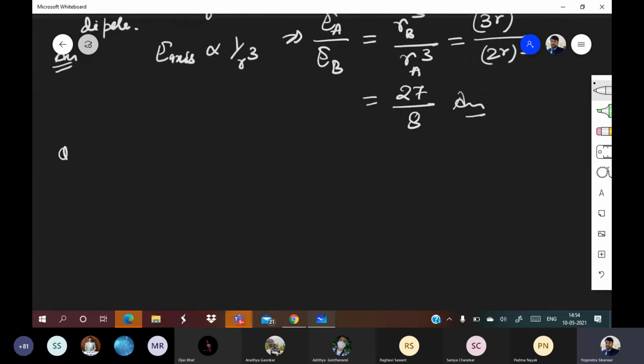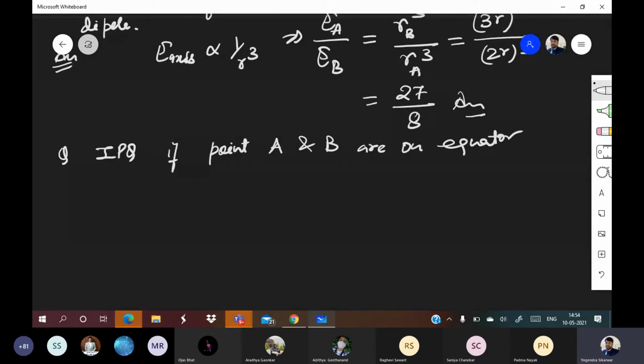IPQ means in the previous question. If point A and B are on equator, find EA is to EB.